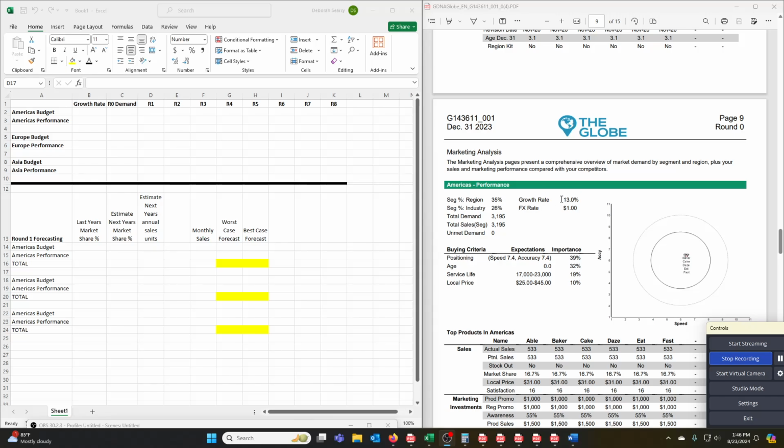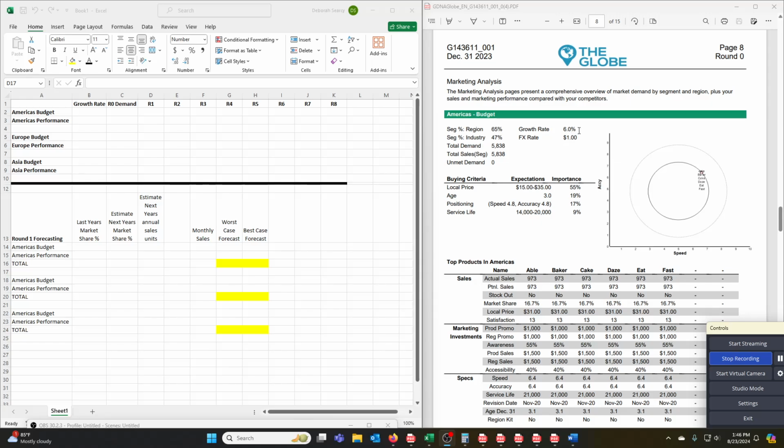Okay, so let's start with the forecast, with the actual unit demand. So in America's budget, it will grow at a rate of 6%, so 0.06. And in round zero, the total unit demand was 5,838,000. So in round one, to calculate that, I take last year's demand times 1 plus the growth rate, which is going to be in column B. And then for this first one it is row 2. So I can copy and paste that through all the years.